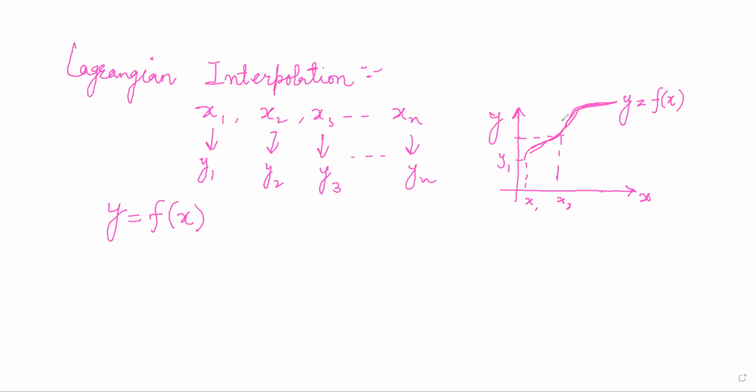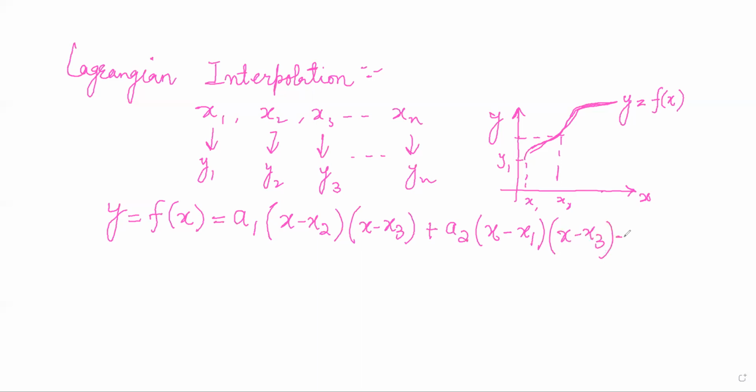Let there be a graph having function y is a function of x equal to a1 times (x minus x2) multiplied by (x minus x3), plus a2 times (x minus x1) times (x minus x3), plus a3 times (x minus x1) and (x minus x2). Okay, this is what Lagrangian suggests.